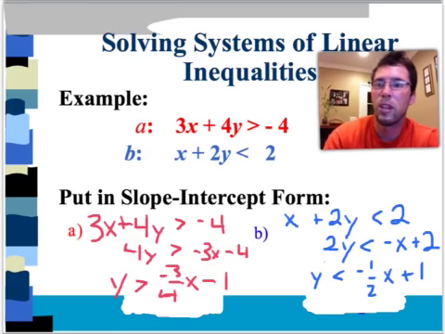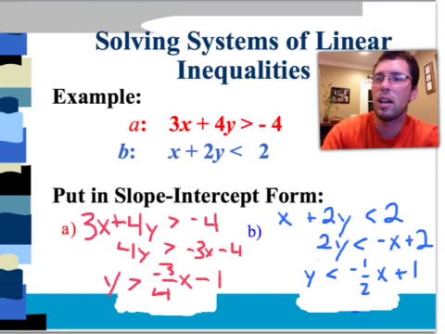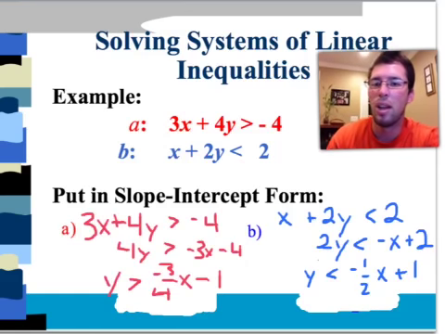So here we go. For example, we have two equations. We're going to label them A and B, and we have 3x plus 4y greater than -4, and we have x plus 2y is less than 2. So let's address these both. You see in my rough sketching down here, I have tried to get them in slope-intercept form, which means basically to solve them for y.